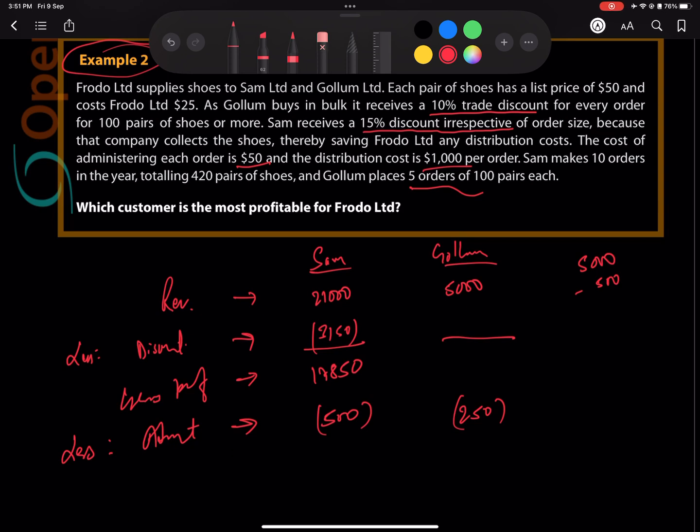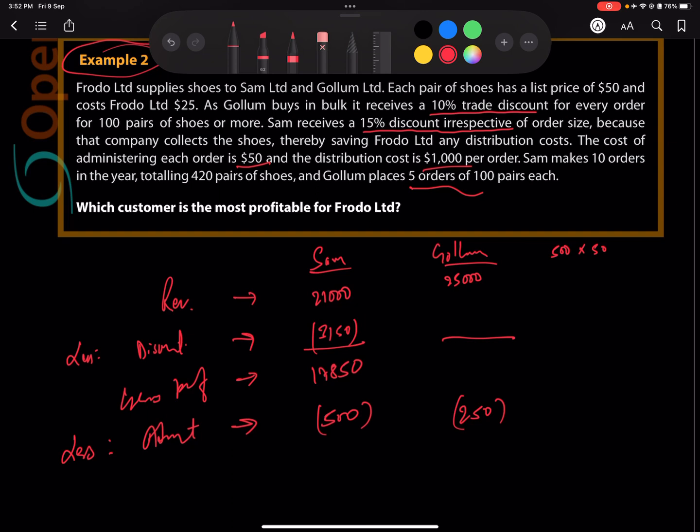Next thing is, for this 5,000, how much are we receiving? 10%, right? In this case, so Gollum, what does he do? He orders 5 orders of 100 pairs, right? So he's ordering how many? 500 pairs, right? I think I made a mistake already. 500 pairs, and then each size is 50, right? So 500 times 50, it's going to give us 25,000 revenue, right? 25,000. And I think I made a mistake over here as well.